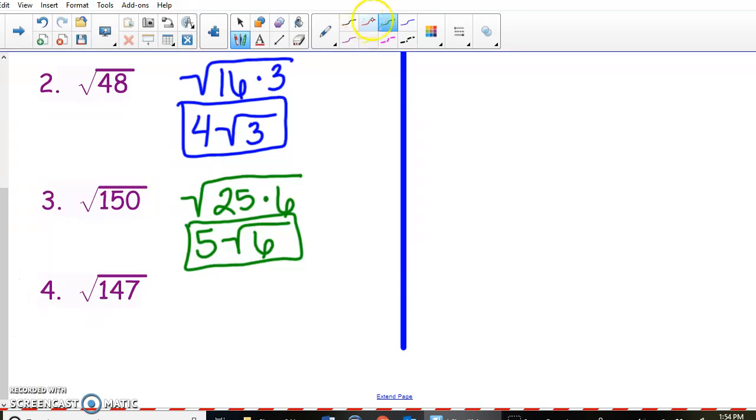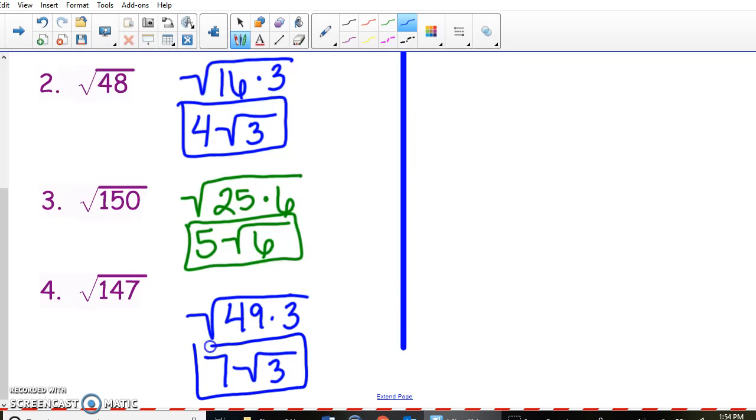Okay, and then 147 is a little bit of a tricky one, but you can make it by taking 49 times 3. Okay, and 49 is my perfect square factor, so when I take the square root of 49, I'm left with 7. And then I'm going to leave my square root of 3 alone. So my final answer would be 7 times the square root of 7. Or, excuse me, 7 times the square root of 3.